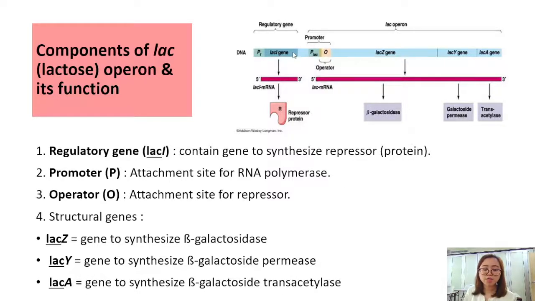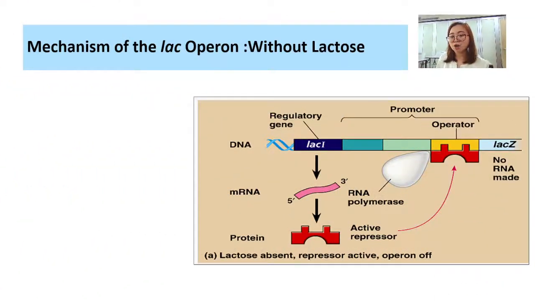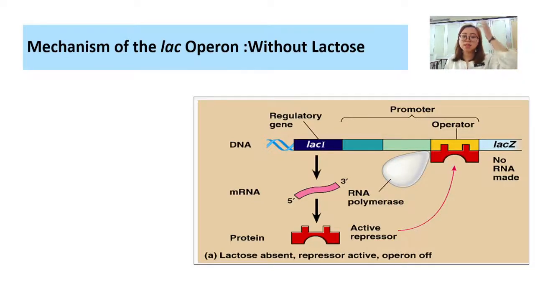Okay, so you have, once again, your regulatory gene, your promoter, your operator, and your structural genes. Okay, so far so good. Those are the components. Now, let us see how they function. Mari kita tengok macam mana dia berfungsi. So this is how the operon looks like when there is no lactose in the system.